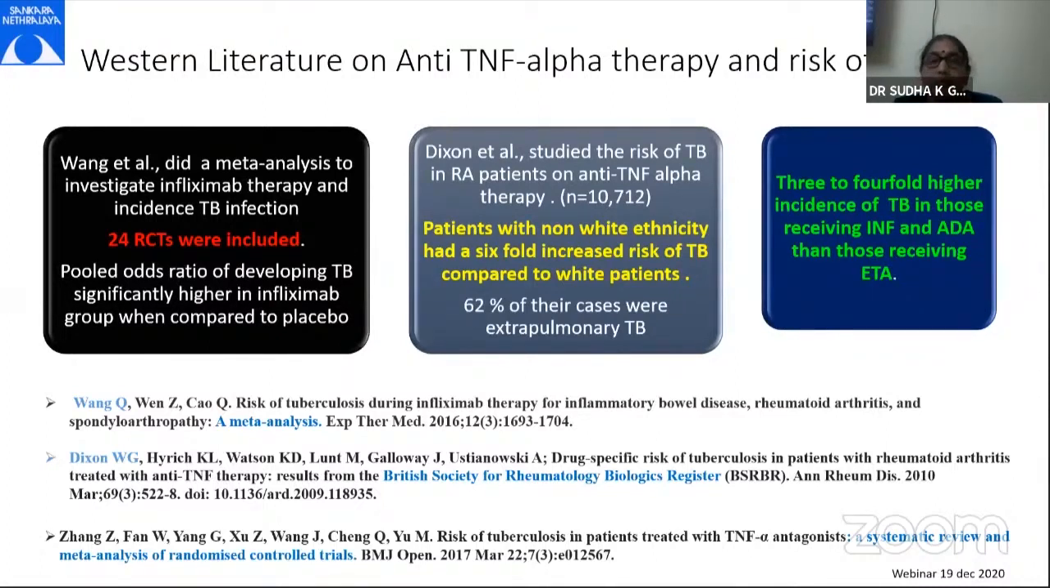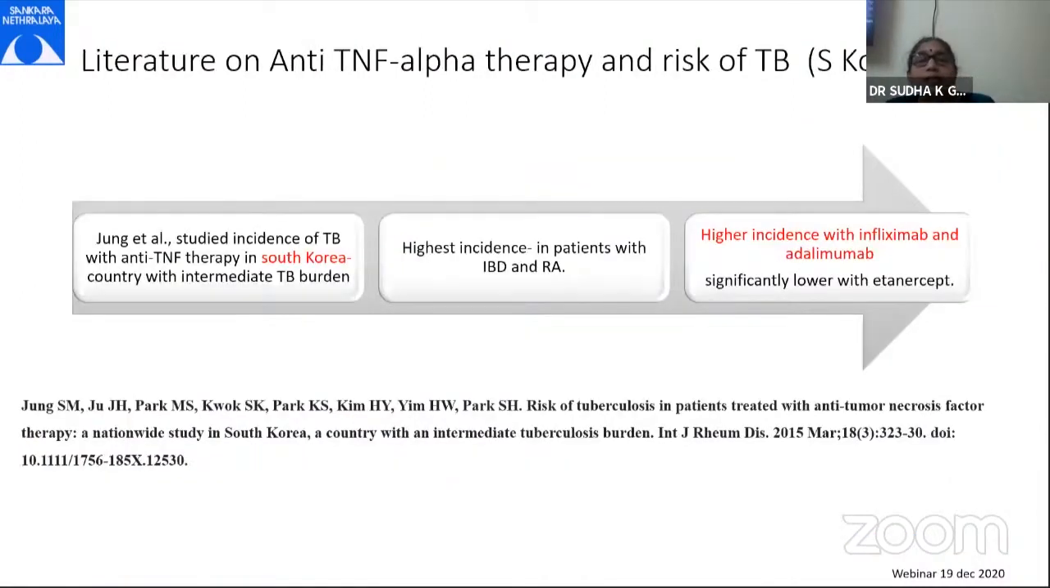There was a 3-fold or 4-fold higher incidence of TB in those receiving infliximab and adalimumab compared to those receiving etanercept. We also looked at some of the literature from Asia, South Korea, a country with intermediate TB burden. A study by Jung et al. showed that there was a higher incidence of tuberculosis in patients, especially with IBD and rheumatoid arthritis, with a higher incidence with infliximab and adalimumab, and significantly lower with etanercept.